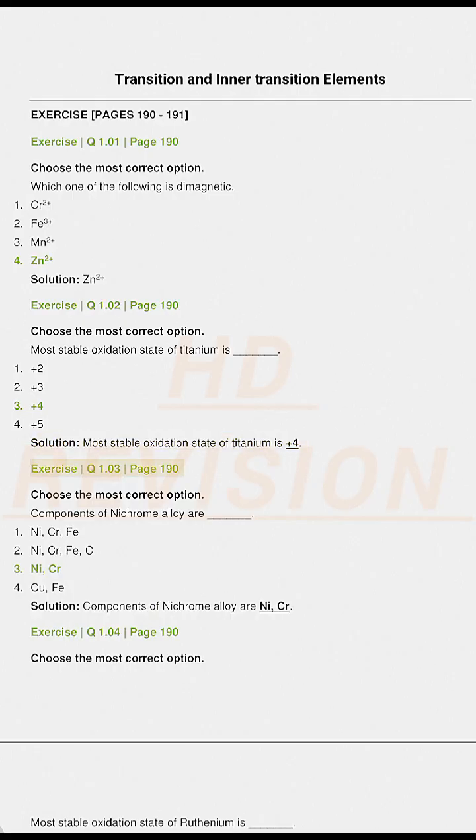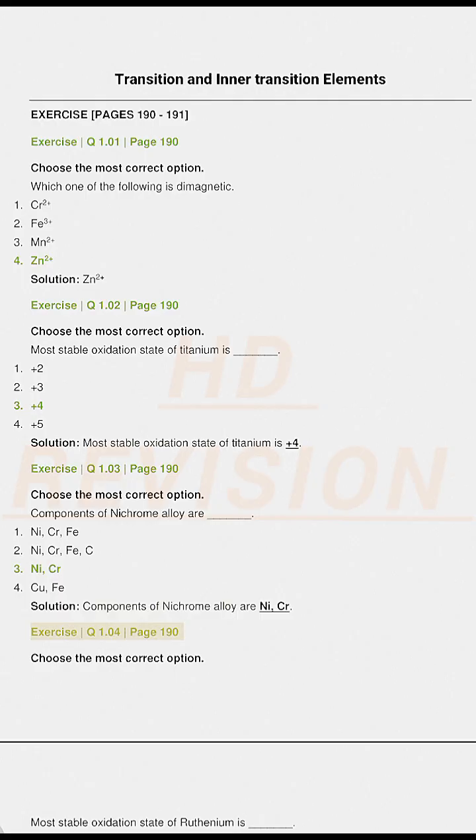Exercise Q 1.03, page 190. Choose the most correct option. Components of nichrome alloy are _ 1. Ni, Cr, Fe. 2. Ni, Cr, Fe, C. 3. Ni, Cr. 4. Cu, Fe. Solution. Components of nichrome alloy are Ni, Cr.